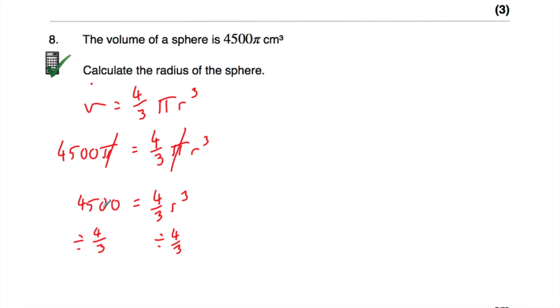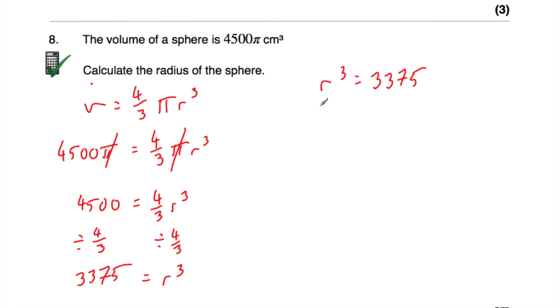Whenever we divide 4,500 by 4/3, we get 3,375. And on the right hand side, we're dividing by 4/3 to get rid of the times by 4/3, so we'll just be left with r cubed. So we've got the radius cubed is equal to 3,375.